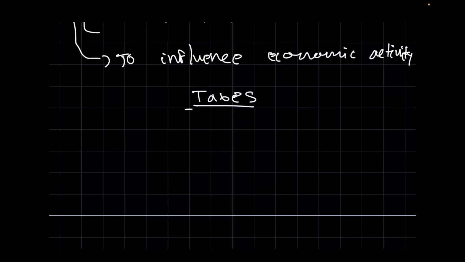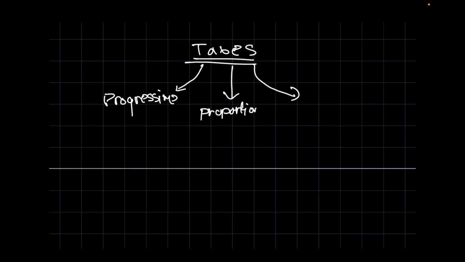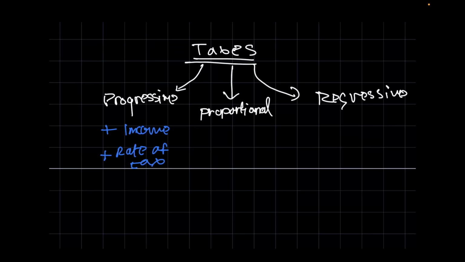So when you look at taxes, there's actually one more key idea that we need to know. We need to know that taxes come of three types mainly. You have progressive taxes, you have proportional taxes, and you have regressive taxes. Now what does this mean? Essentially, when income rises and your rate of tax rises, this is what you'd call progressive. So as your income increases, the rate of taxation that you pay also increases.